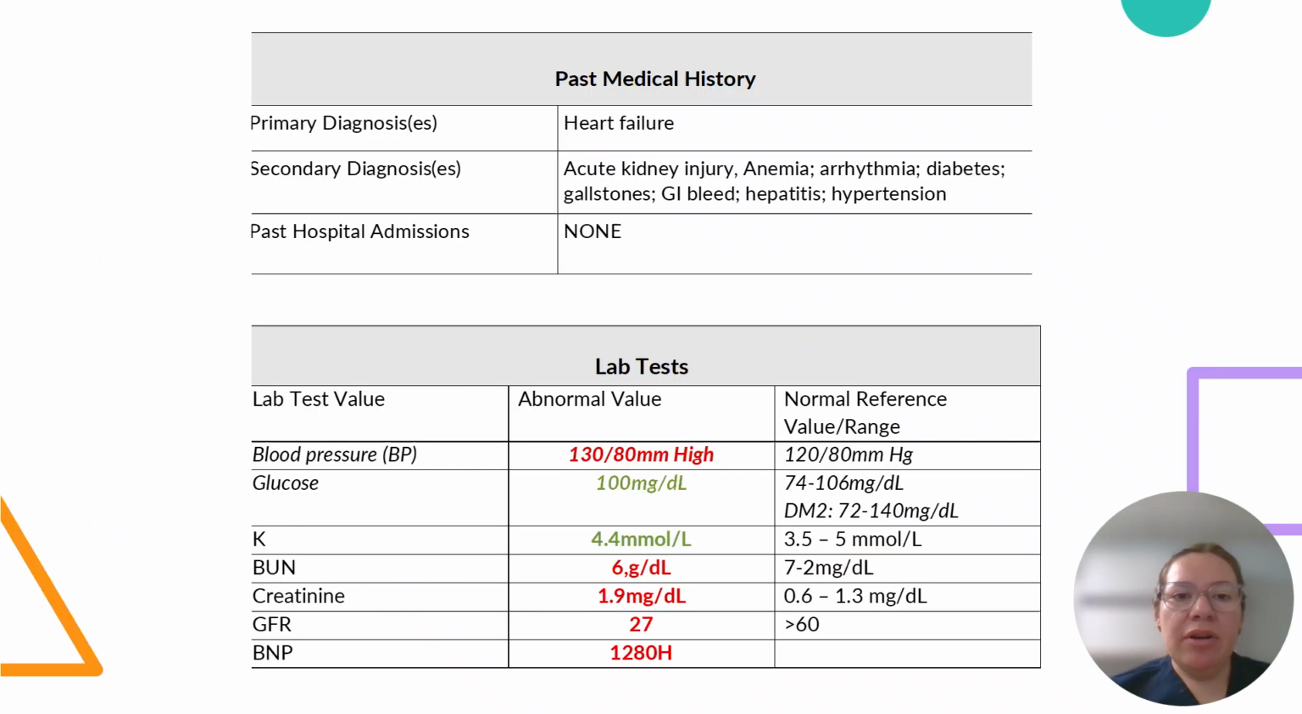So right now the primary diagnosis is heart failure, and the secondary diagnoses for this patient are acute kidney injury, anemia, arrhythmia, diabetes, gallstone, GI bleed, hepatitis, and hypertension. Looking at her labs, the blood pressure is high. The glucose is good, and the potassium is low. The creatinine is a little bit high. The GFR is super low because she has a problem in the kidneys, and the BNP is super high, at 1280.